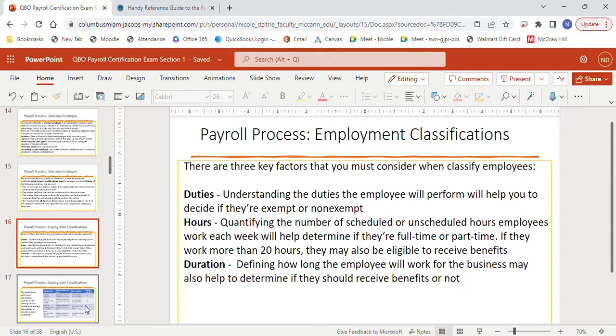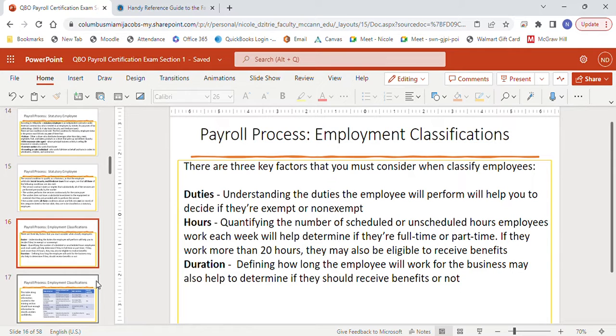There are 3 key factors that you must consider when classifying employees. So we're going to look at employee classifications in the next couple of slides. The 3 things you need to consider are duties. Understanding the duties the employees will perform will help you decide if they're exempt or non-exempt. Hours: qualifying the number of scheduled or unscheduled hours employees work each week will help determine if they are full-time or part-time. If they work more than 20 hours, they also could be eligible to receive benefits.